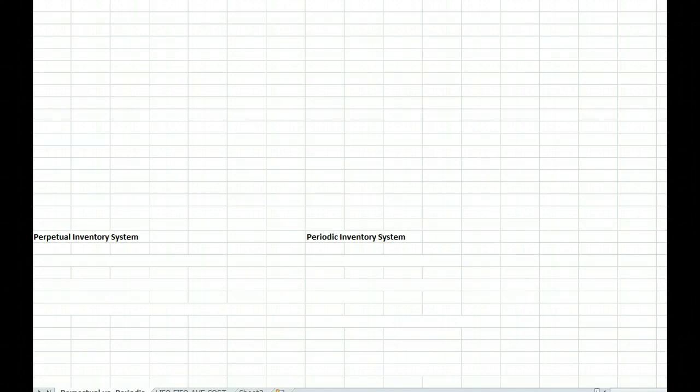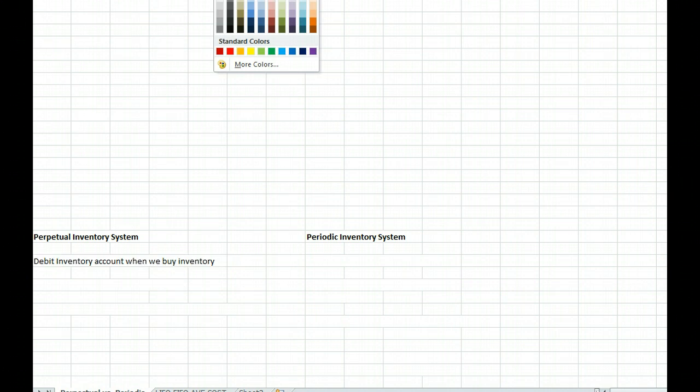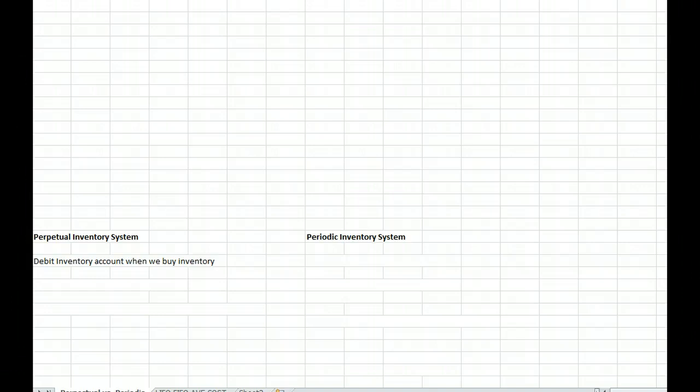So let's start by talking about the perpetual inventory system versus the periodic inventory system. Perpetual means we keep our inventory system perpetually up to date. So all the time throughout the accounting cycle, we update our inventories. So when we buy something we're going to resell, we debit the account inventory. Then we either credit cash or accounts payable, depending on when we're going to pay for it.